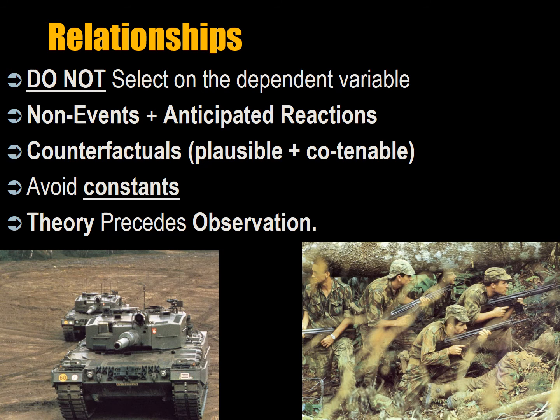Next, we want to avoid constants. We spoke about this before. You can't predict outcomes using a constant. And one of the most common constants is human nature. This is problematic because if humans are peace prone, we would expect peace to occur all the time. If humans are war prone, then we would expect war to occur all the time. So human nature can't be a constant.